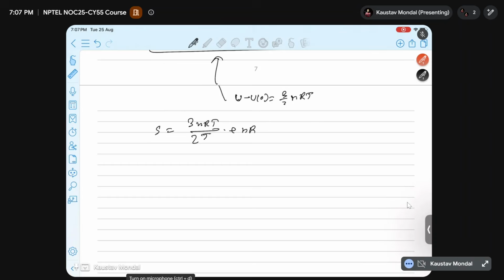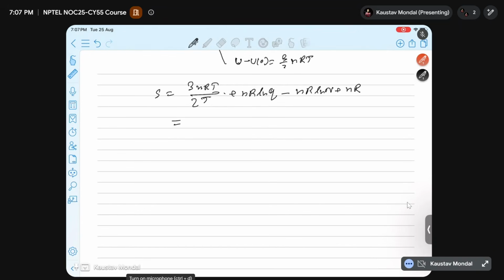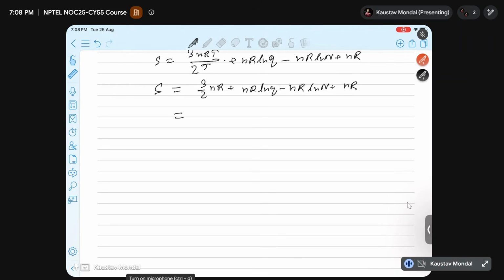plus nR ln Q minus nR ln N plus nR. So from here T will cancel, so you'll get 3/2 nR plus nR ln Q minus nR ln N plus nR. So 3/2 nR plus nR will give you 5/2 nR plus nR ln Q minus nR ln N. This is the entropy S.